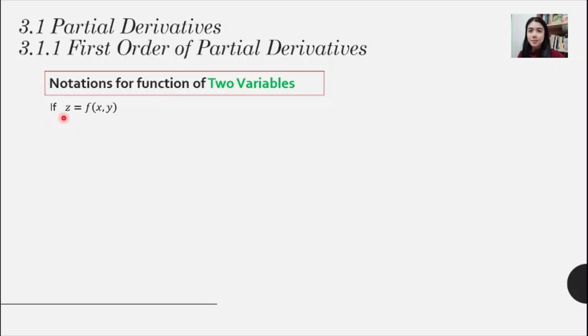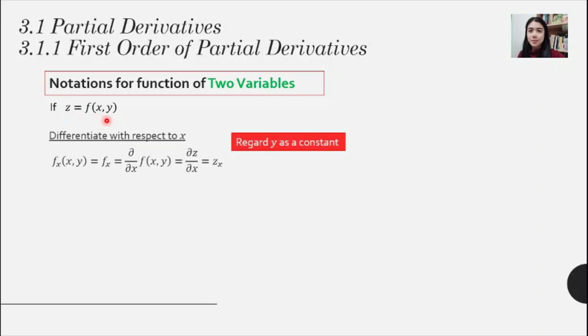If you are given z equal to the function f(x, y), so what happens if we say that we want you to differentiate with respect to x? If you want to differentiate the function with respect to x, it means that you're going to treat y as constant. So the notation to write the differentiation is very simple. You just put a small x next to the function f, or you just write a small x next to the function f.